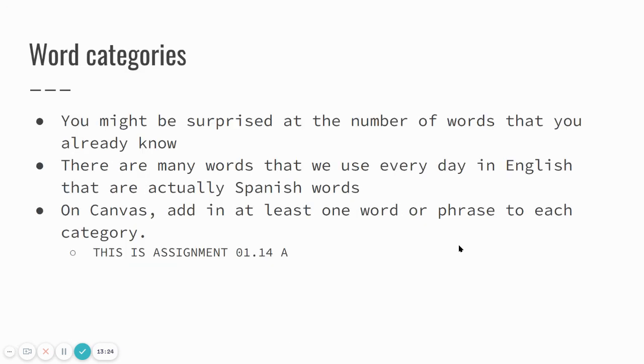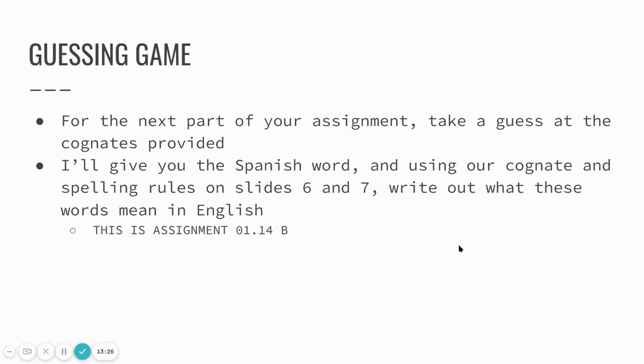Okay, so those are our two assignments that we're going to be doing today. And these assignments are not auto-graded. You're turning them in, and then I'm just sort of assessing the work that you did. Okay, if you all have any questions, just let me know.